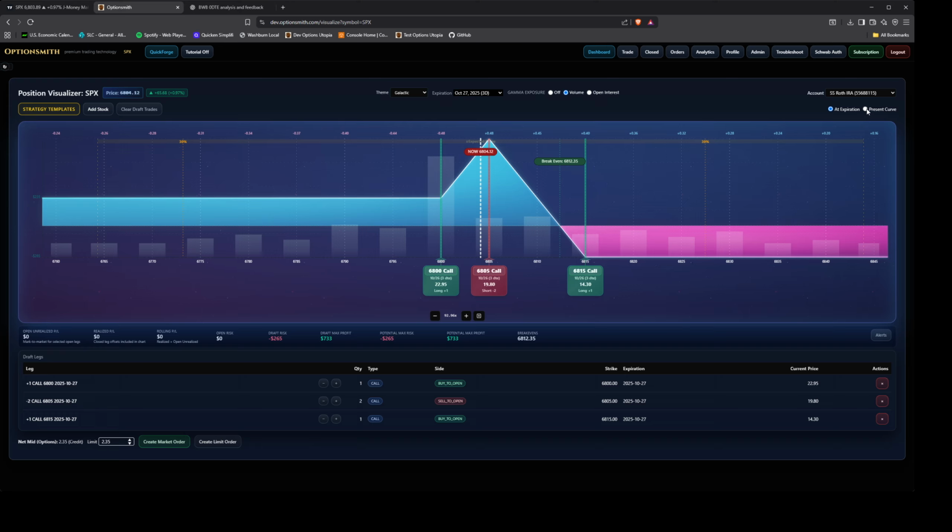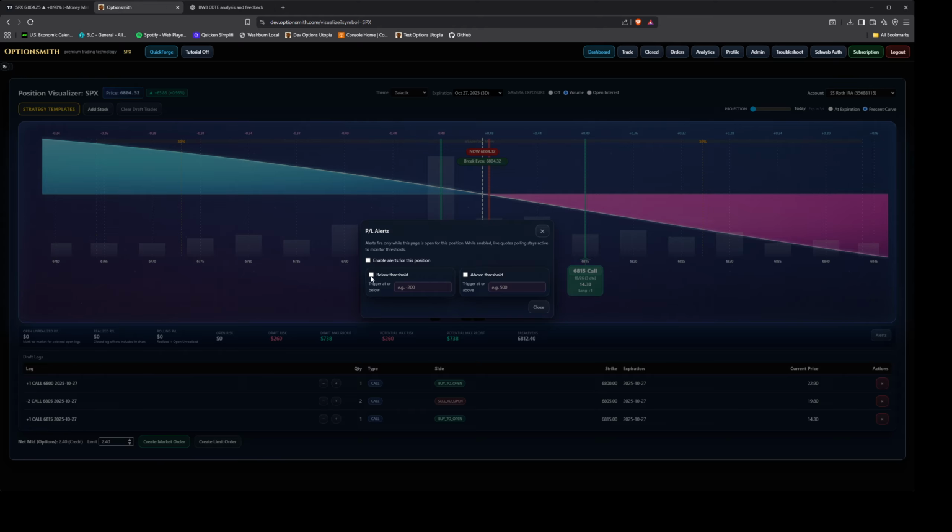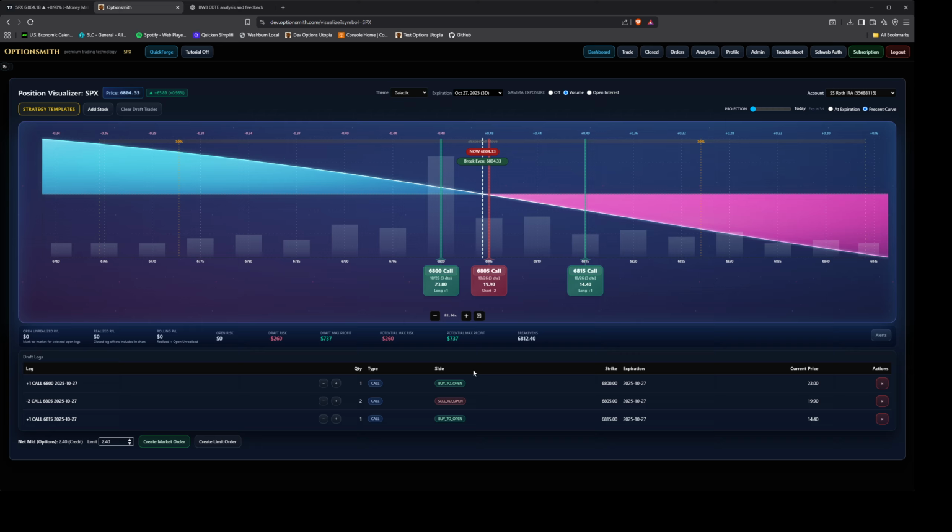So if I go into present curve, I can watch where the point is where my stop loss will be reached. And I also have an alert system on Optionsmith, so I can set and say enable this, and then if it goes below and I would enter negative 150, then as long as I'm on this page, I'll get an alert as well.